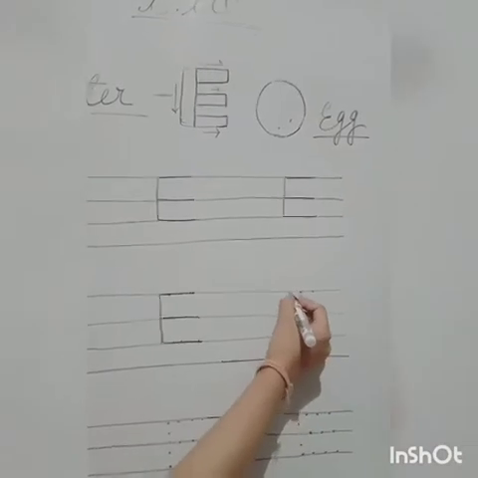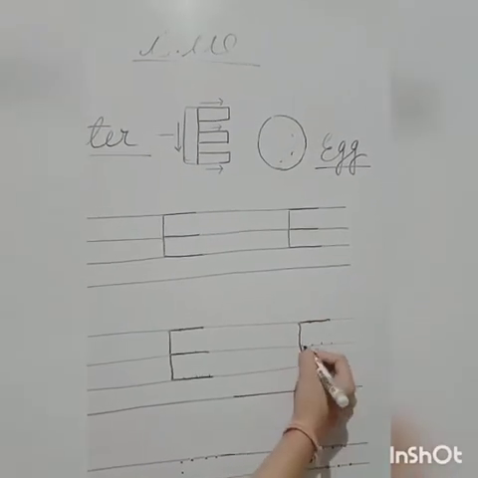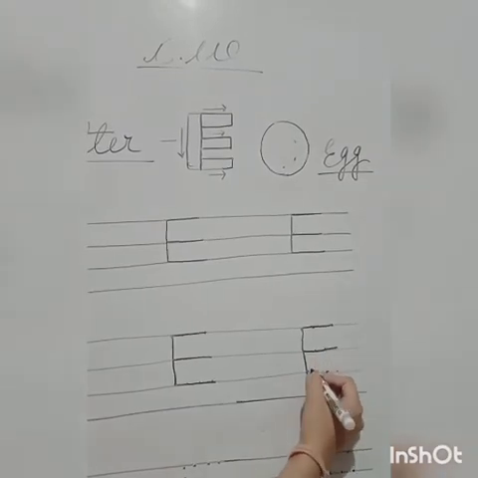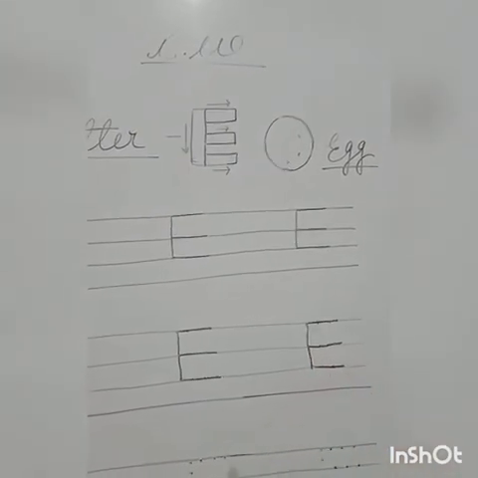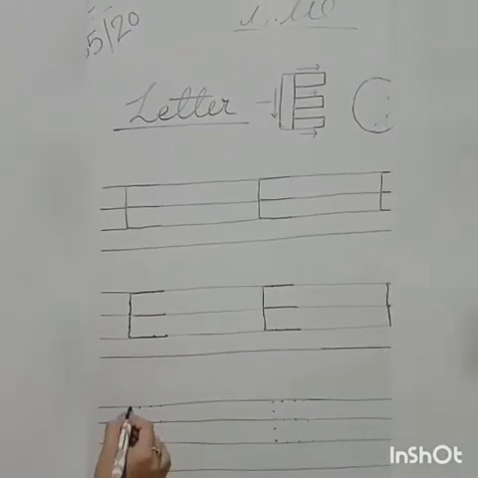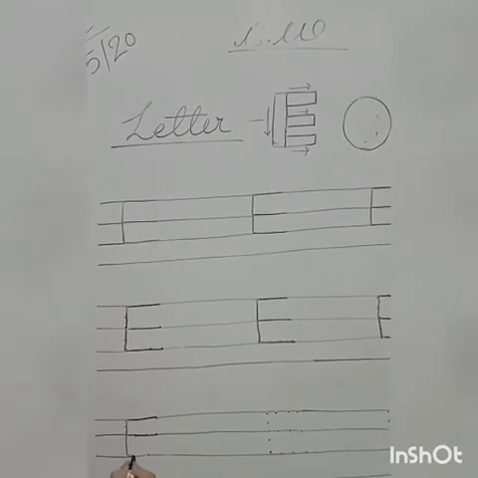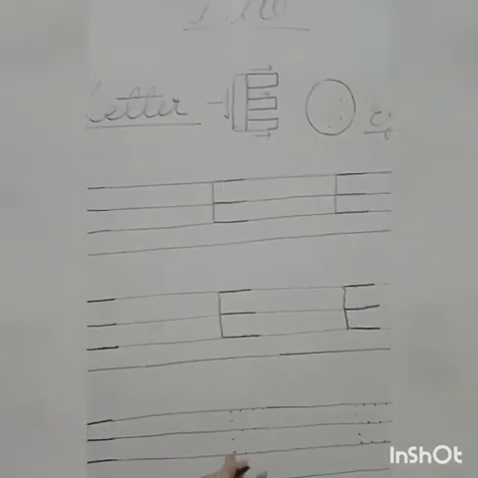Let's do that again. First we will draw a standing line. Then we will draw a sleeping line to the right. Go to the middle and draw one more sleeping line. Go to the bottom and draw another sleeping line. Standing line. Then we will draw a sleeping line. Go to the middle and draw another sleeping line. Go to the bottom and draw a sleeping line.